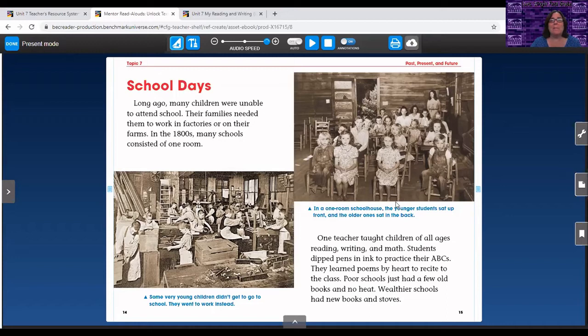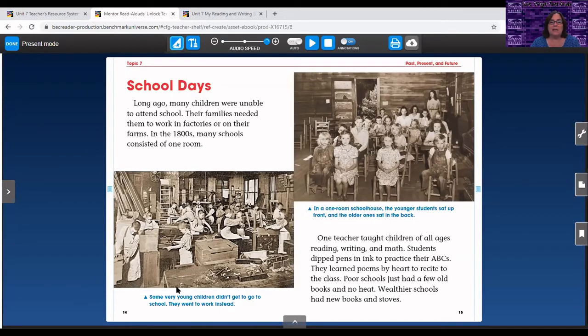Now we're going to learn about the past, present, and future. And if I look at these photographs, they look like they're old, they're black and white, there's no color. So I think our text is going to begin with learning about the past. So let's read. Long ago, many children were unable to attend school. Their families needed them to work in factories or on their farms. In the 1800s, many schools consisted of 1 room.